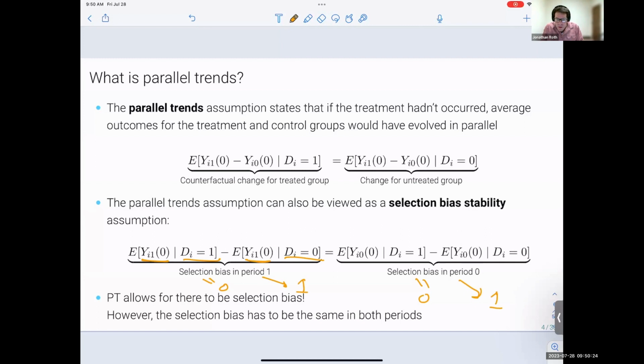Let me see some other questions. Just to go back, Abdi Aziz asked a question earlier: how does the difference-in-differences method address issues of confounding variables? It's exactly this. There can be some confounding variables, but they have to have the same effect on the outcome in period 0 as they do in period 1. So there can be confounding factors, but the selection bias has to be stable over time.